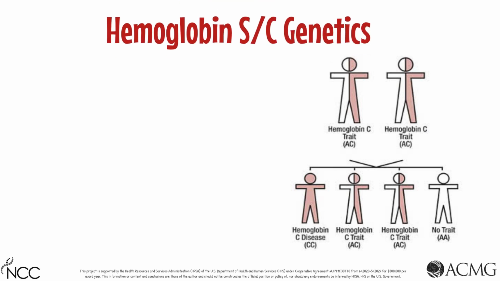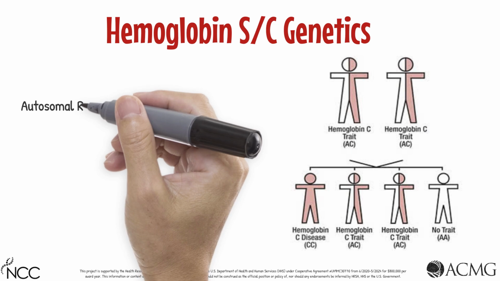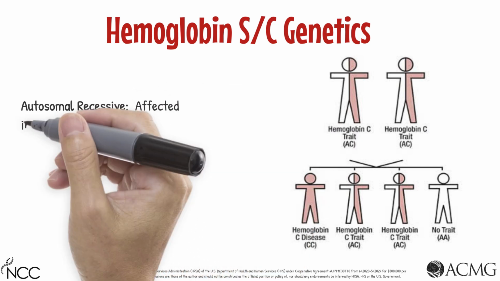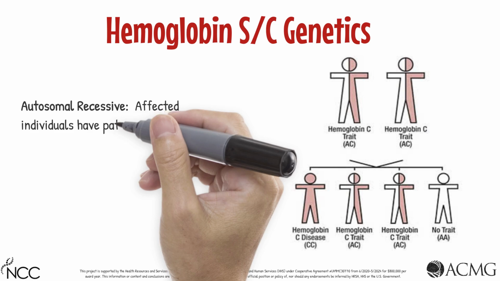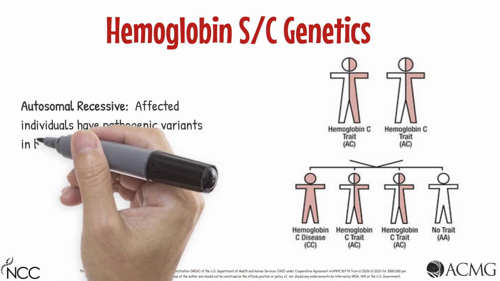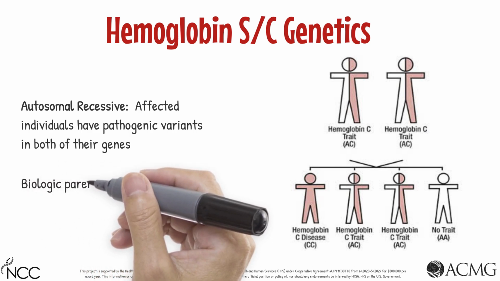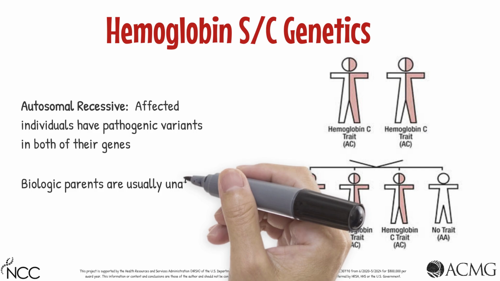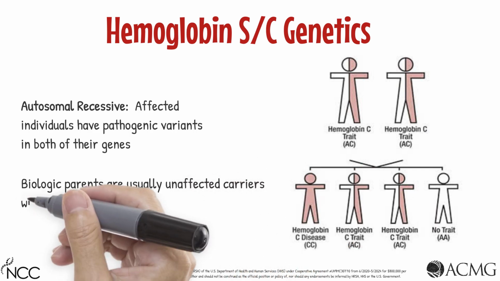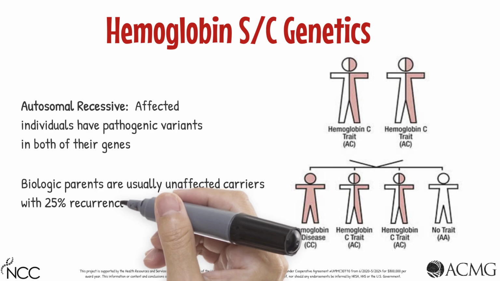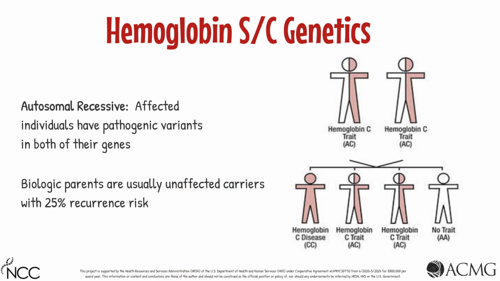Hemoglobin SC disease is inherited in an autosomal recessive manner, meaning that only infants with a pathogenic variant in both of their HBB genes will be affected. Parents with a child with hemoglobin SC disease are carriers, and in most cases are usually unaffected, but have a 25% recurrence risk with any future children they have together.